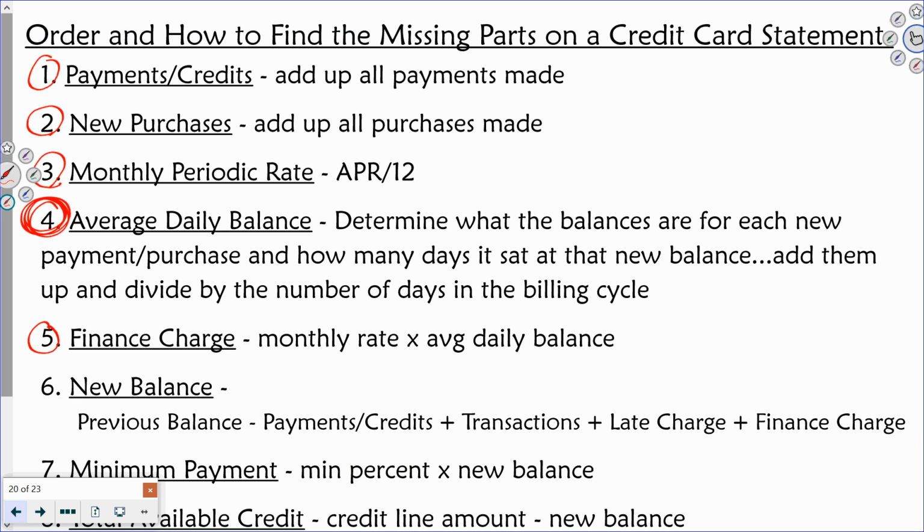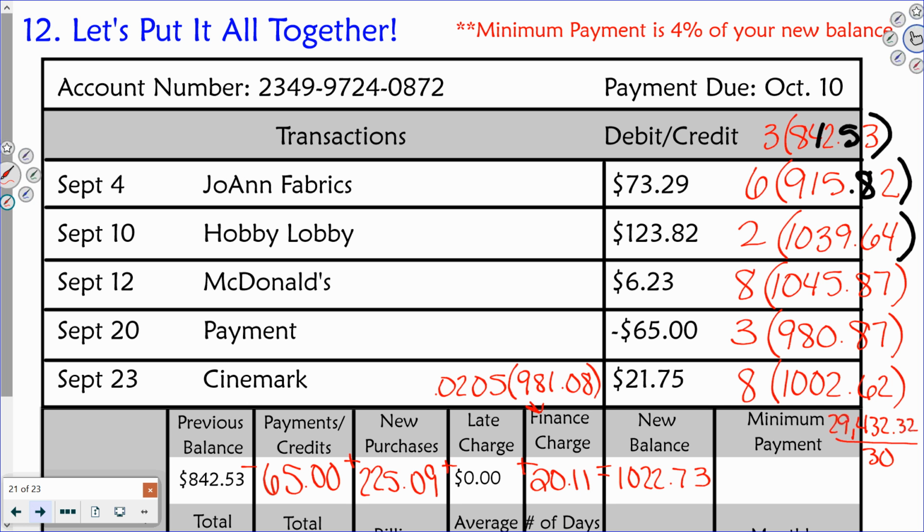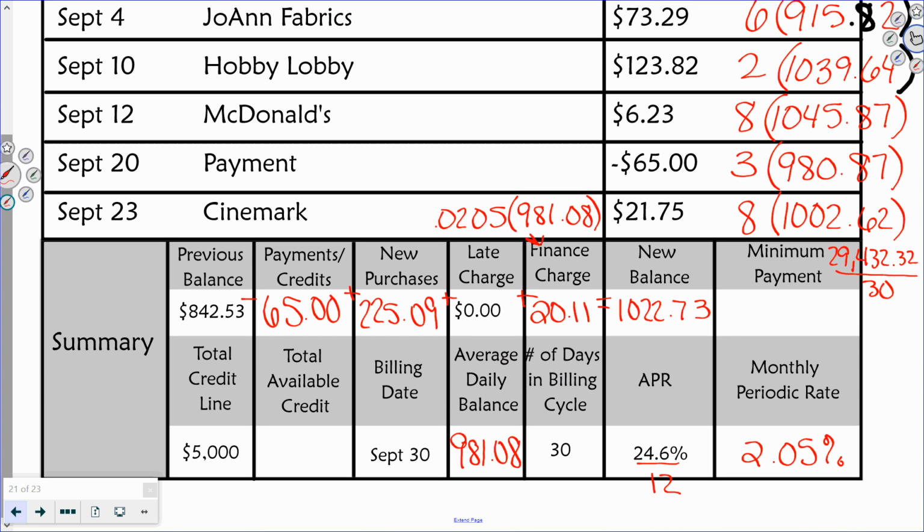Okay, next step. We did that one. Your minimum payment, you just take the minimum percent times the new balance. They told me my minimum payment is 4%. Just look at the top. I just have it listed at the top. So I take my new balance, so 1,022.73, and I'm going to multiply that by 0.04. There you go. It'd be 40.91. You want to round that.